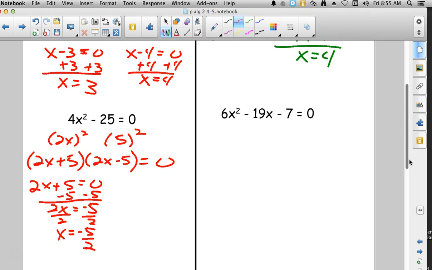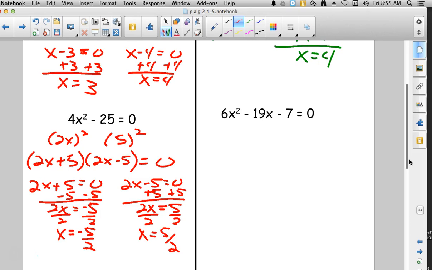And on a test, we should never try and do all that in our noggin anyway. We should always be showing all the work. So then with the 2x minus 5 equals 0, we would add 5 to both sides and divide by 2. And there they are. Again, we'll check them.